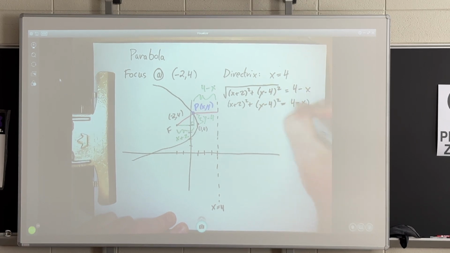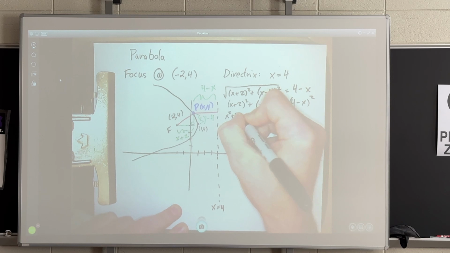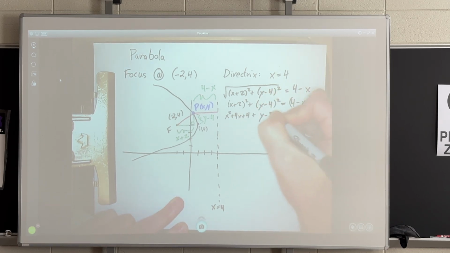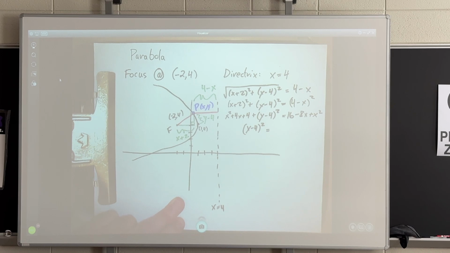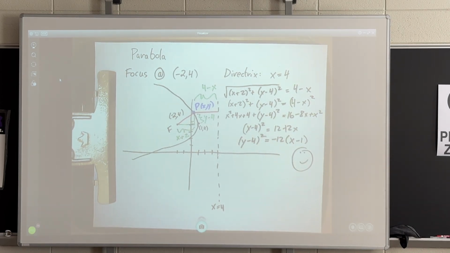I don't know. But when you expand this all out, plus 4x plus 4, here I know from experience that we should just leave that one alone. But some cancellations happen, and we end up with (y minus 4) squared equals something. Let's see, 12 minus 12x. Yeah, that sounds about right. And if I, yep, that's exactly what I'm going to do. Factor out a negative 12, then you get x minus 1. Okay, so I'll give this also a smiley face because this was doable.